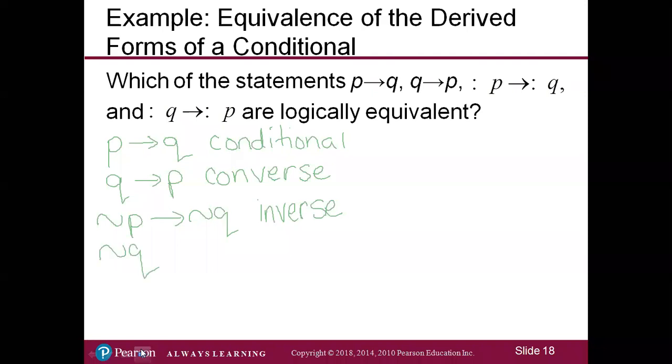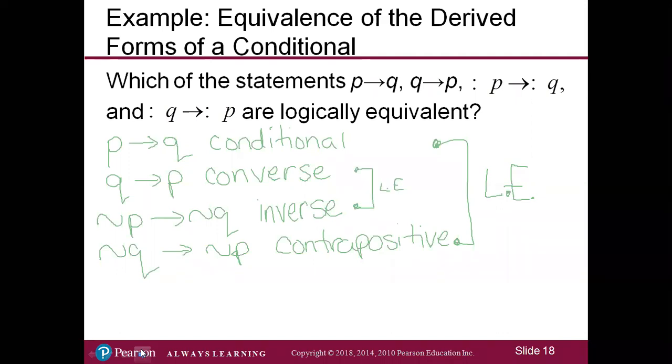And not Q implies not P is our contrapositive. And we'll show using truth tables that the conditional is logically equivalent to the contrapositive. And you can also show using truth tables that the inverse is logically equivalent to the converse. The inverse and converse are logically equivalent. The conditional and contrapositive are logically equivalent. The two that have the word verse in it are logically equivalent, if that helps.